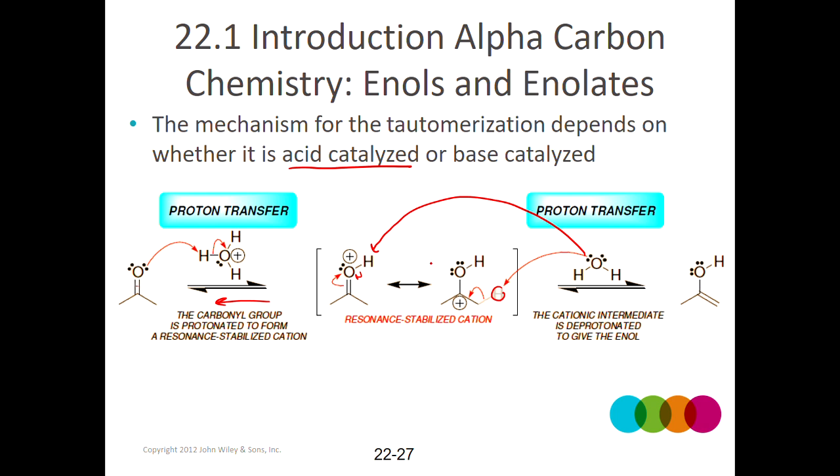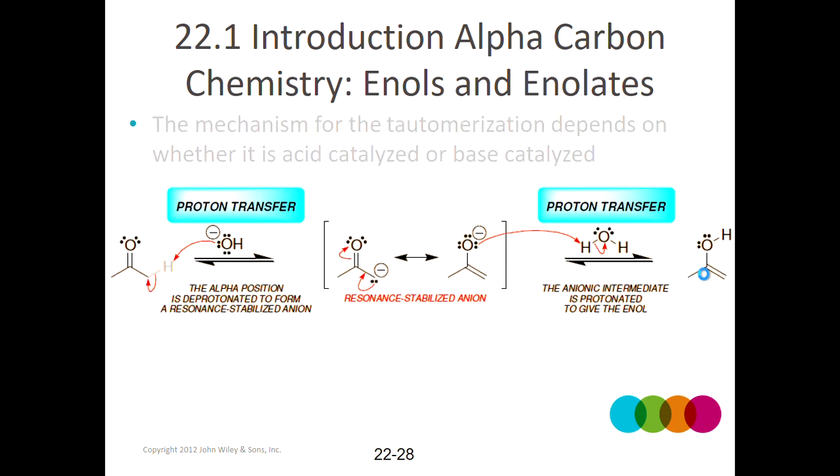Proton transfer steps are quite fast steps usually. So that means that it's going to establish equilibrium quickly, and that's going to greatly favor the ketone side over the enol side, because I don't have any of the factors we looked at in the last two problems that could potentially favor the enol side.